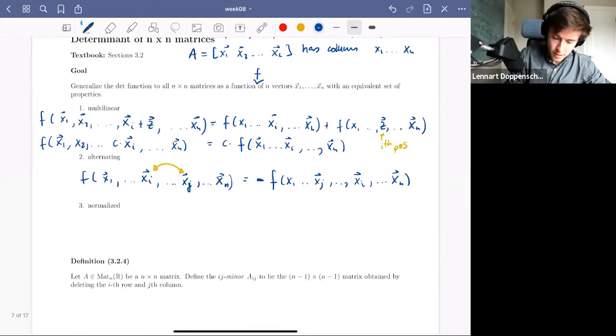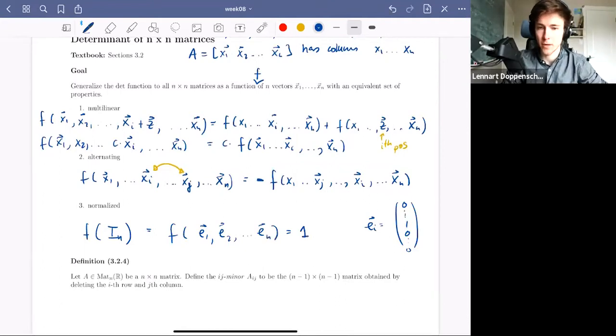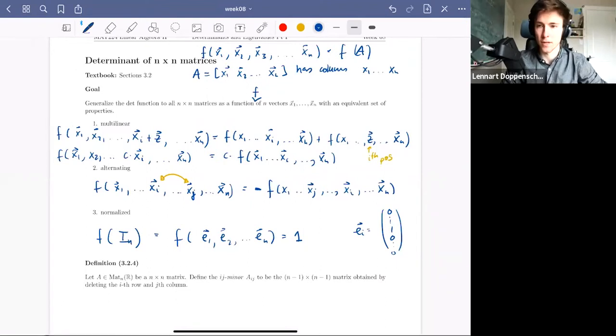And of course, normalized now means that f of the identity matrix of size n by n, which we can also think of just plugging in the standard vectors. Remember that ei is the vector with just one non-zero entry. So e1, e2, en, this should be equal to 1. And we saw that in terms of the 2x2 matrix as well. So our goal for today, for the first hour, is to find a function that satisfies all these properties on our wish list.